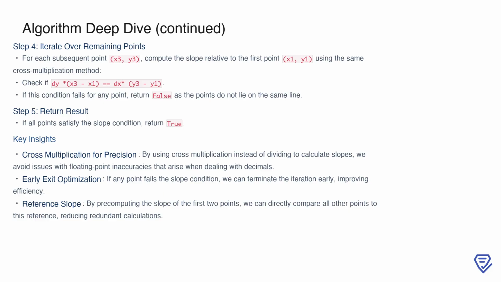If this condition fails for any point, it means that the points do not lie on the same line, and we immediately return false. On the other hand, if all points satisfy the condition, we return true at the end. There are a few key insights to highlight here. First, cross-multiplication ensures precision by avoiding floating point inaccuracies. Second, the algorithm is optimized with an early exit. If any point fails the condition, we don't waste time checking further. Finally, by pre-computing the reference slope using the first 2 points, we avoid redundant calculations, improving efficiency.